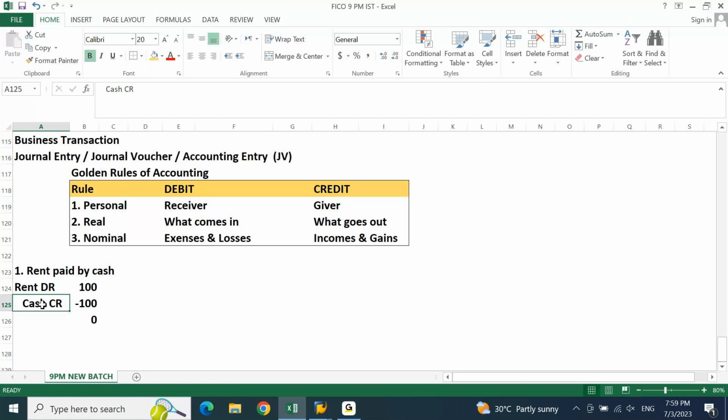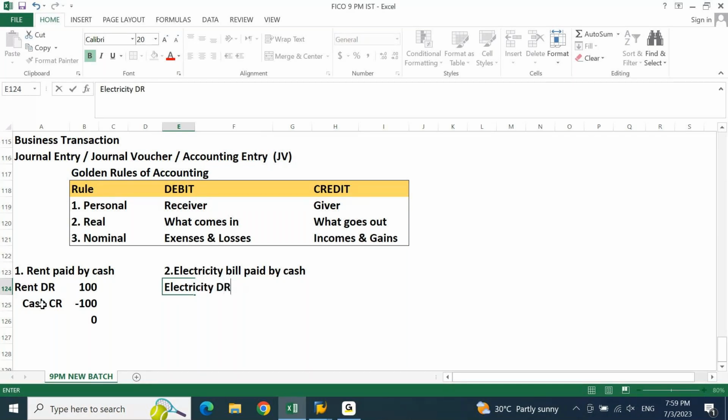Right? Let's say I will write one more entry. If I put electricity bill paid by cash, for this what will be the accounting entry? Electricity account debit, cash account credit, right? I am going to write electricity debit, and then I'm going to write cash credit. Here also some XYZ amount, let's say 110 on the debit, 110 on the credit. If I do a total, it should become 0.